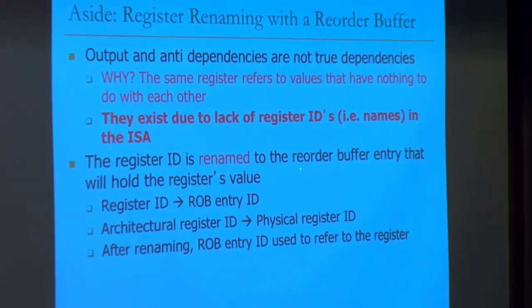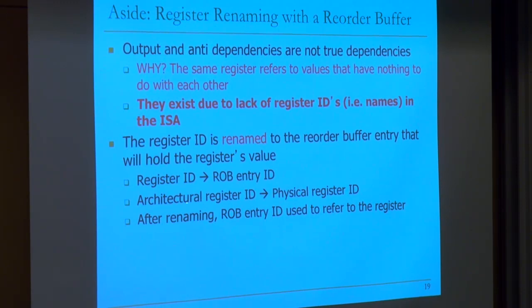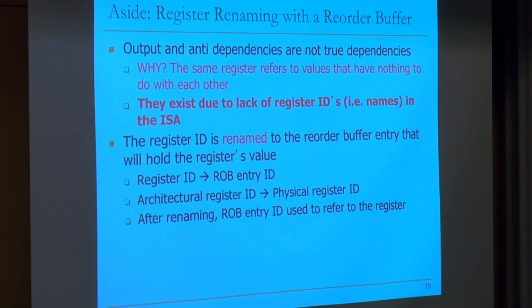Basically, the register ID is renamed to the reorder buffer entry that will hold the register's value. This is also called the architectural register ID. You can think of these values that are stored in the reorder buffer as physical registers, right? They're not visible to the architecture. This is purely microarchitectural. So you can think of these as physical register IDs, the reorder buffer entries. And after renaming, the reorder buffer entry ID is used to refer to the register.